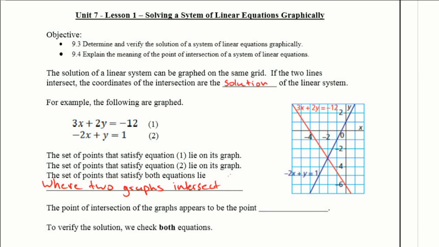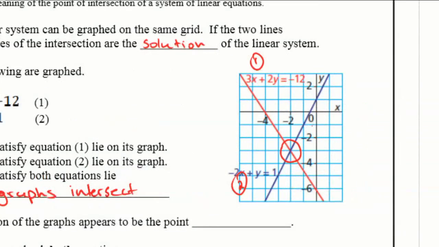So we have a little graph here showing these two lines. We have the equation of the first line here, and we have the equation of the second line here. So one's red and one's blue. And you can see that they both cross right here. And that is the solution to this system.